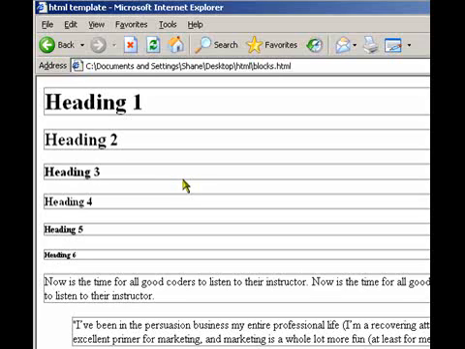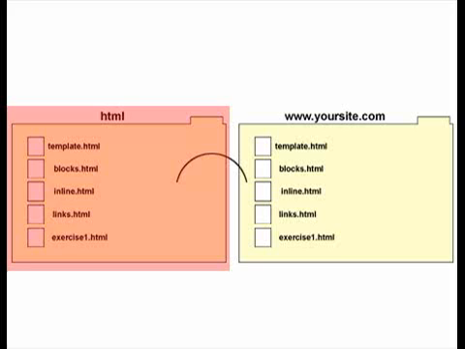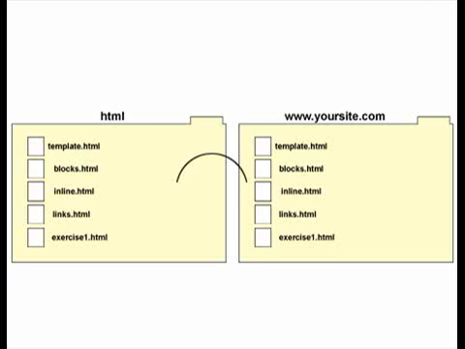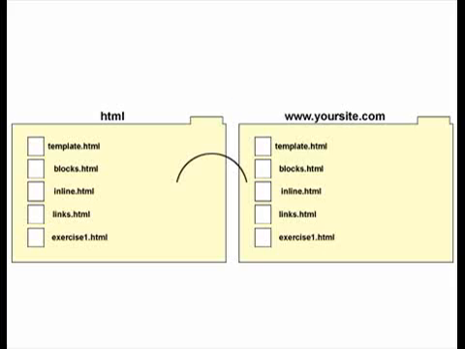Now I know what you may be saying. I'm working locally, so won't relative links mess up when I put everything up on my server live? The answer is no, and here's why. We have an HTML folder on our computer with our files in it. As long as we keep the files together in the same directory when we upload them to our web server, their relative links won't break.